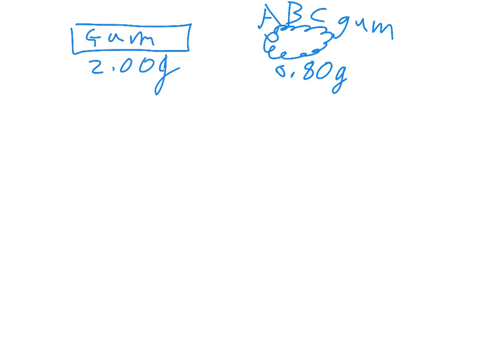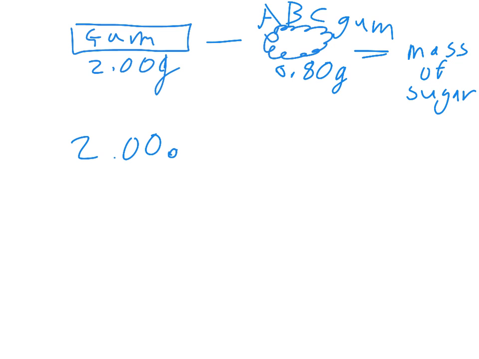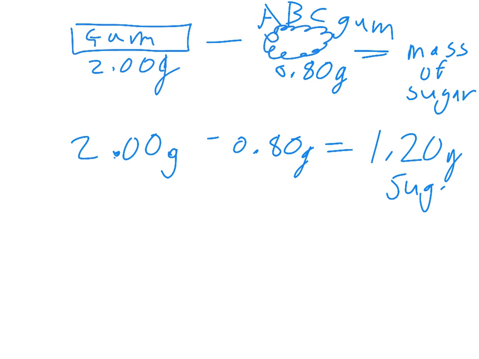So we have our gum. We have the gum after it's been chewed. And that's going to equal the mass of sugar. So 2 grams minus 0.80 grams equals 1.20 grams of sugar. So in our initial piece of gum, we had 1.2 grams of sugar.